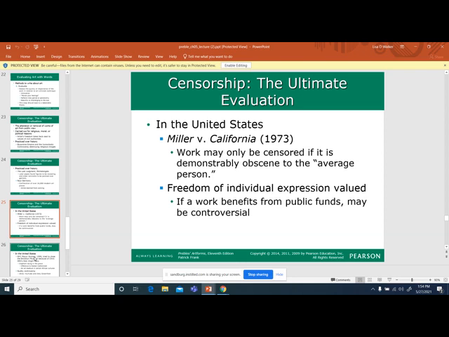Freedom of individual expression is valued. If a work benefits from public funds, however, sometimes public funds can be cut to the work. For instance, if public funds are being used to display certain art and it's controversial, the show can close because public funds were being used for it. But that still, in my humble opinion, is no reason to censor the work.